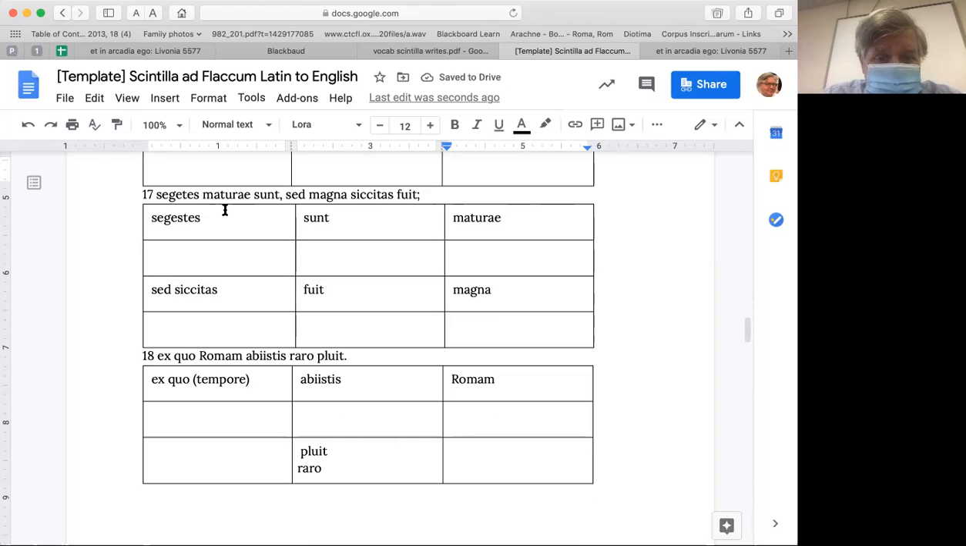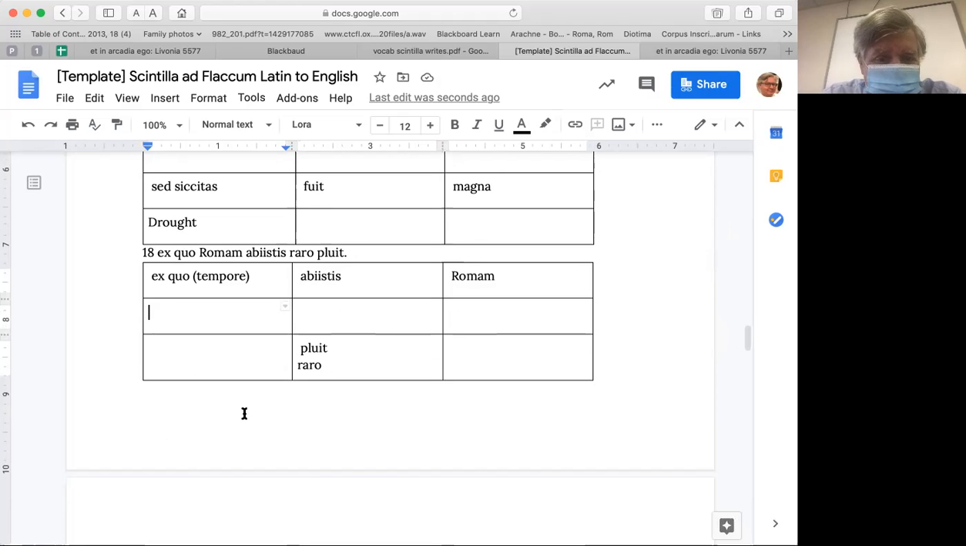Segetes maturai sunt, a simple subject, linking verb, predicate. So the noun is segetes, the crops. Sunt are maturai, which is practically the English word. Sed siccitas fuit magna. But so you would, in English, we would tend to say "there was," rather than do it in this order. But you can say drought. There was a big one. There was a big drought.